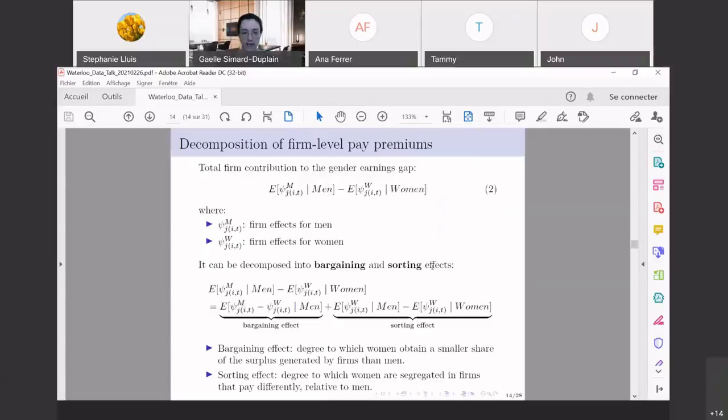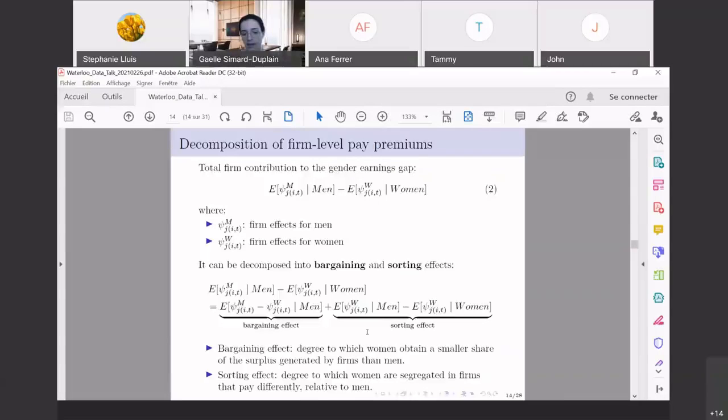This can be decomposed, very much like what we do for a typical Oaxaca-Blinder decomposition, into the bargaining and the sorting effect, right? The bargaining effect is going to be this here. You can see it's going to capture the degree to which women obtain a smaller share of the surplus generated by firms than men, right? In practice, we're going to calculate this by comparing the men and the women firm effects across the distribution of jobs that are held by men.